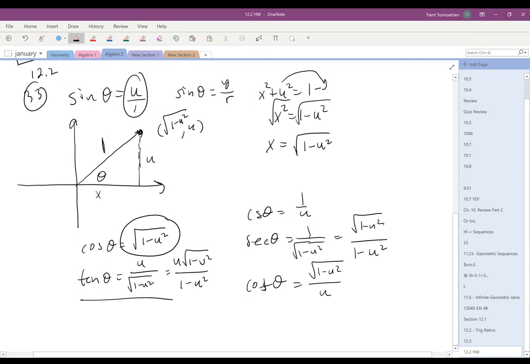And this just shows if you know any of the values of a trig function, you can find the rest of the values. In this case, we did it in terms of u, but we could do it in terms of any value. And the easiest way usually to do this is to let the r value be 1. Even if u is a fraction or something, then we would let the r value be 1.